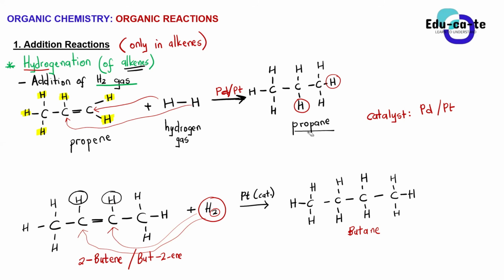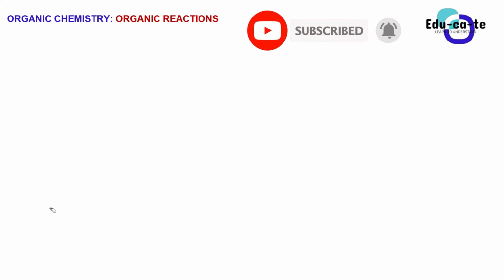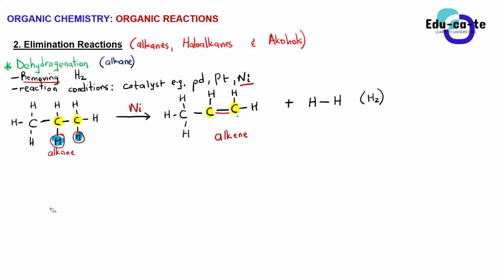But now what are we doing? We are doing dehydrogenation, so we are doing the opposite of hydrogenation. It means that we are taking an alkane and turning it into an alkene, and we use a catalyst such as Pd, which is palladium, Pt, which is platinum, or nickel, which is Ni. So this is my catalyst. This nickel is serving as a catalyst.